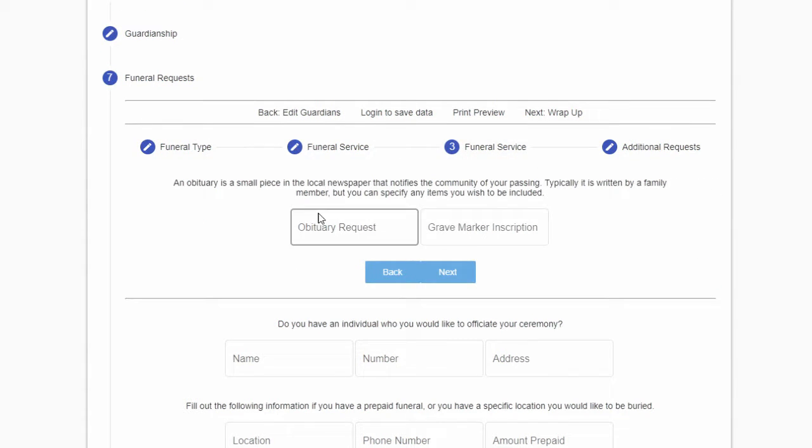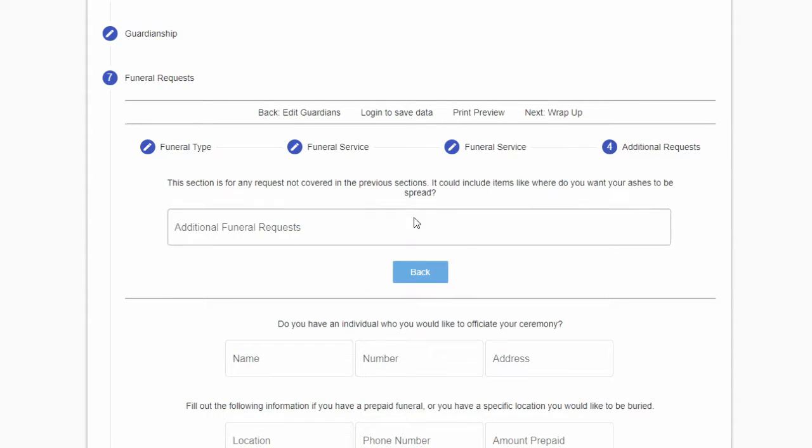Funeral service, obituary requests and grave marker inscriptions: these, again, you don't actually have to fill in at all, and especially the last one. If you don't have anything in mind that you want, you do not need to fill them in. You can leave them blank, and the sections will not show up in your will. They're purely here if you are an individual who does have something specific in mind that they want with these. Same thing with additional requests. If you have something like, do you want your ashes spread in a specific place? Do you have any specific things that you want?